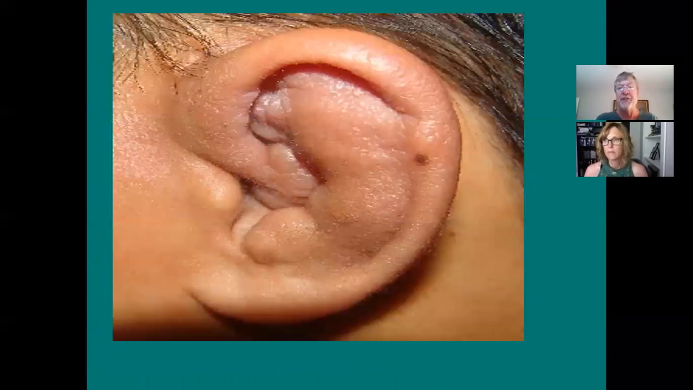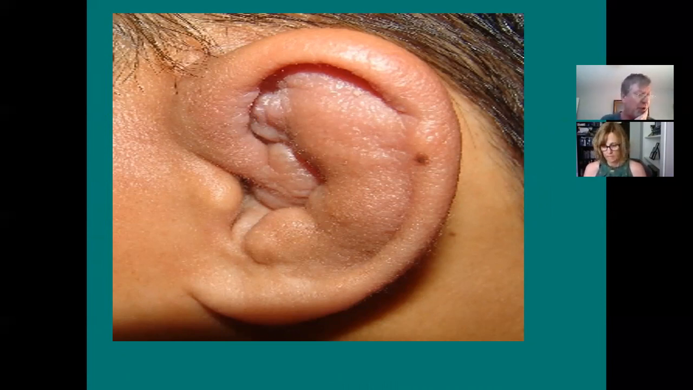Cool. So here's atresia again. All right, if you're looking at your notes here, there's all kinds of stuff here. In the middle of your page one, you'll look at myringotomy, myringoplasty, and monomeric tympanic membrane.